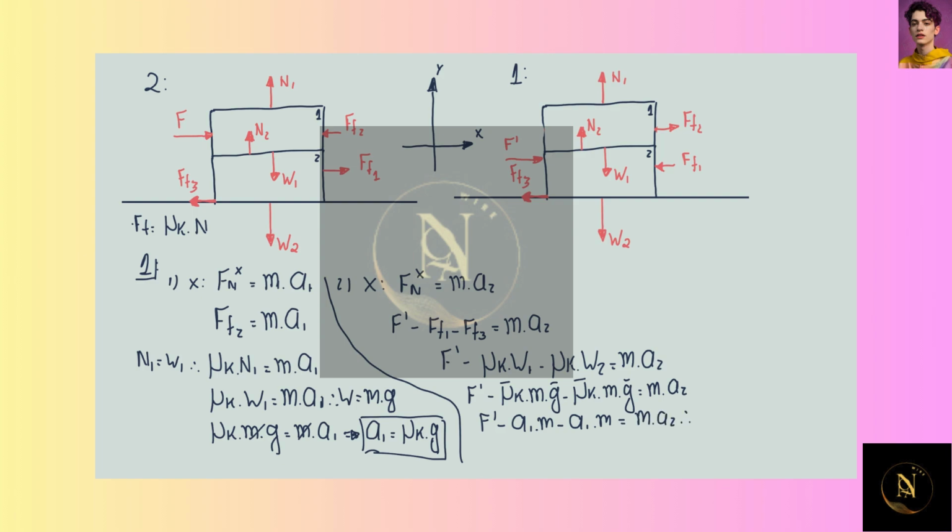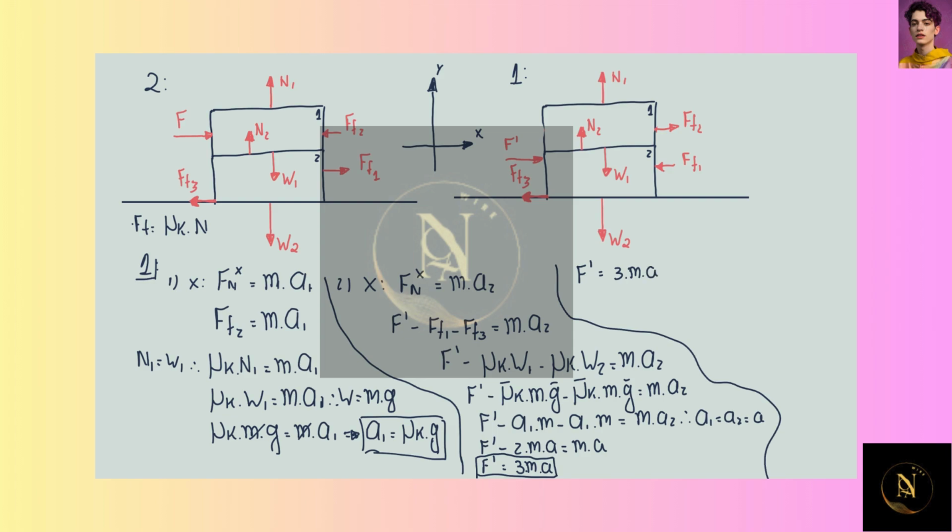Now, in the limiting situation, the problem asks us a1 is equal to a2. Let me call it a. So we have F prime minus 2 times m times a being equal to m times a. So finally, F prime is equal to 3 times m times a. Now, we know what is the value of F prime. It is 3 times the mass times the acceleration of the blocks.